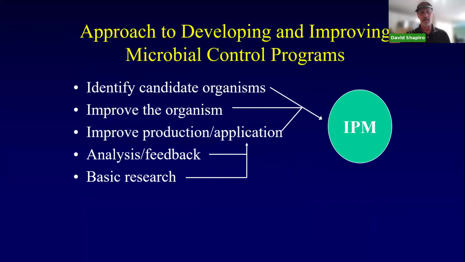So we think about what are the approaches to developing and improving microbial control programs with these nematodes. The first step, building off of what Stefan said, is identifying the candidate organism. What's the best nematode to use, the best species, the best strain? And you may get sufficient levels of efficacy just with that choice of candidate organism. But if not, there are approaches to get better efficacy, and one of those is to improve the organism itself, improve the nematode, or improve the production, application, or formulation technology associated with that nematode.